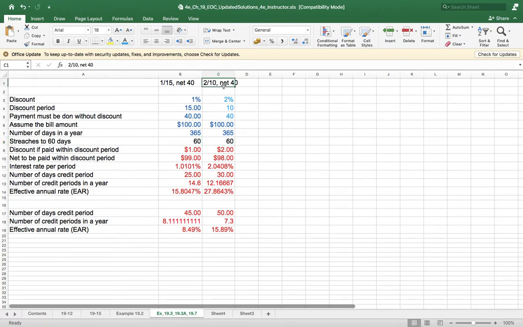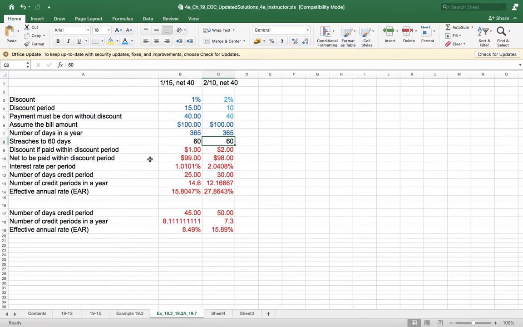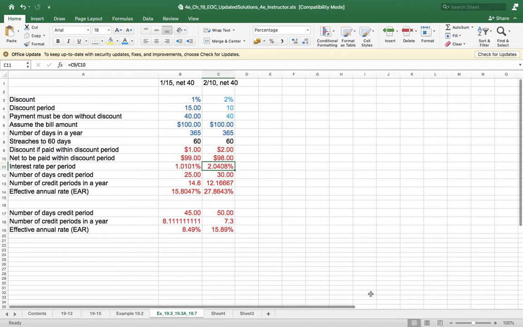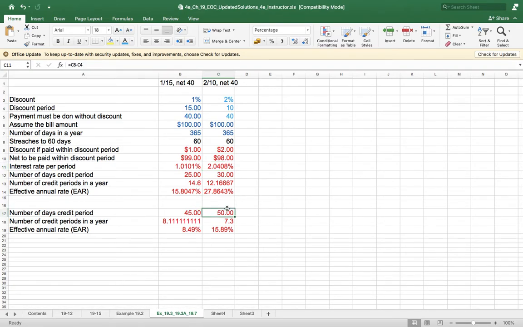2/10 net 40. That means if you pay in 10 days, you get a 2% discount, or else pay in 40 days. You are not paying on the 40th day, you are paying on the 60th day. What will happen to you? Same, your cost of capital, your interest rate is 2 divided by 98 is equal to 2.0408. Now you are paying on the 60th day. Means the credit period you are getting is 60 minus 10. 10 is the discount period. 60 minus 10 is equal to 50 days.